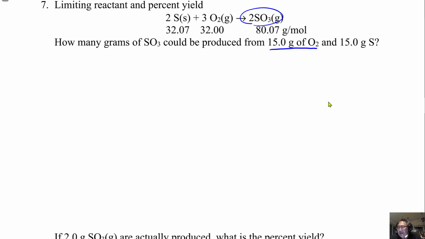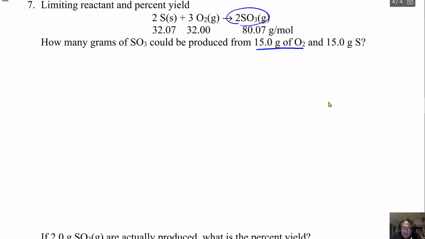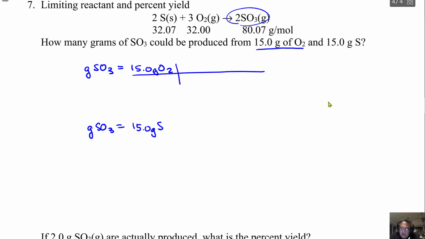I'm going to do this one without the ABCs, just so you can see it's not a big deal for some of these problems, but when you see big chemical formulas, it becomes really tedious to write them over and over again. So I'm going to say I'm looking for grams of SO3. Now you're going to do it down here, grams of SO3. I'm going to start with 15.0 grams of oxygen, and you're going to do the one for the sulfur, so 15.0 grams of sulfur. So I'm going to set up my railroad tracks like this.